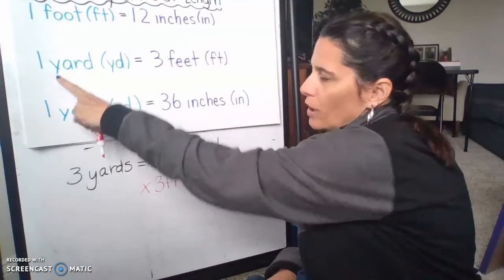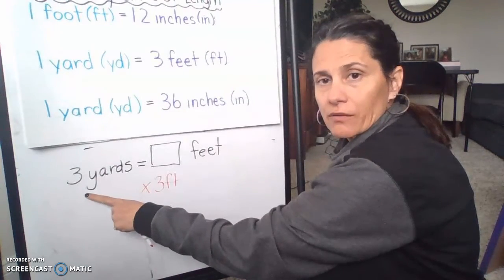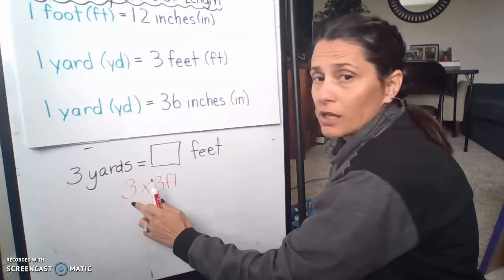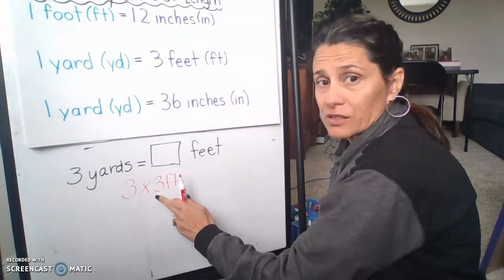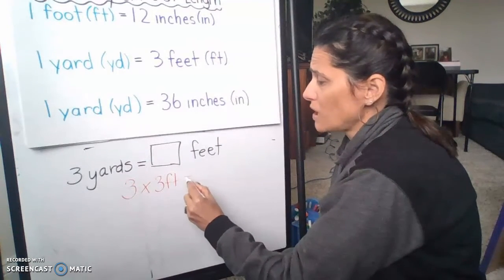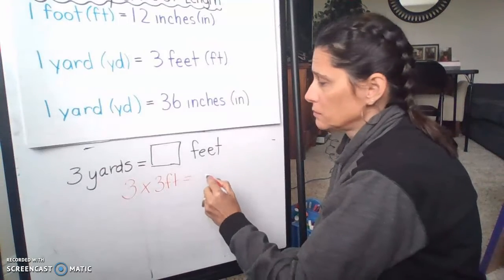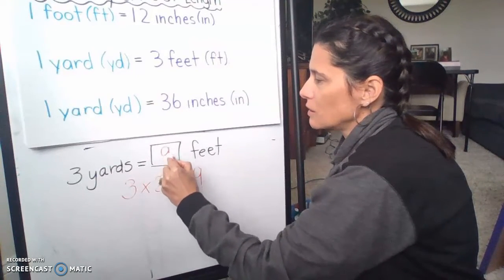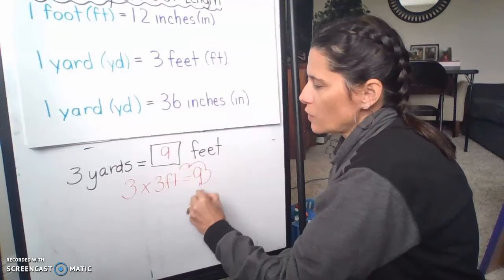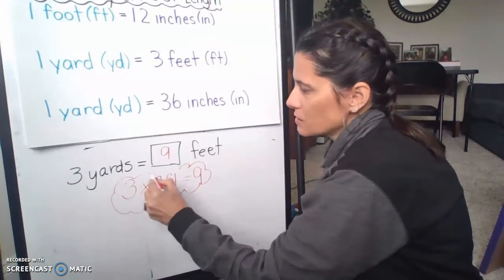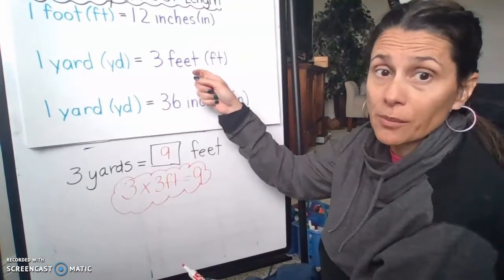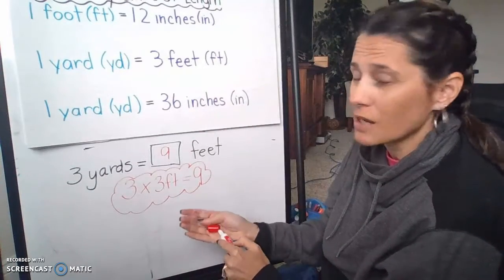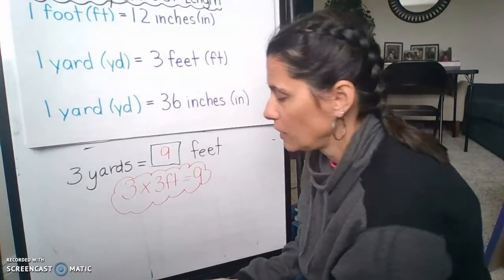But I don't just have 1 yard. How many yards do I have? I have 3. So I have 3 groups of 3 feet. So then what is 3 times 3? That's 9. So 3 yards is 9 feet. So this is my thought process, and this is how I use my chart up here. Whatever this is, that's what it's going to be times by. That's how many groups of that you're going to need.